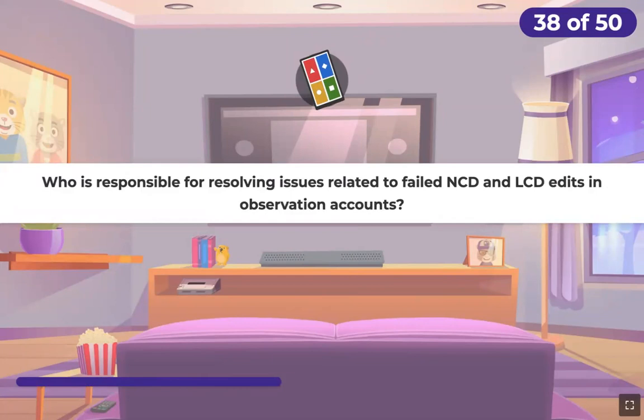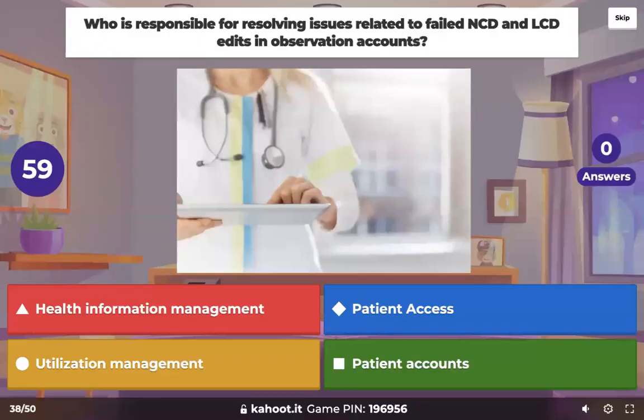Who is responsible for resolving issues related to failed NCD and LCD edits in observation accounts? Who's responsible?